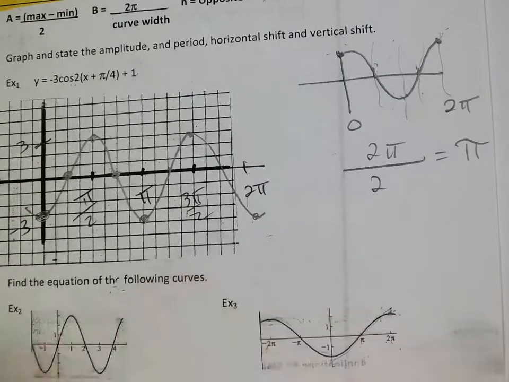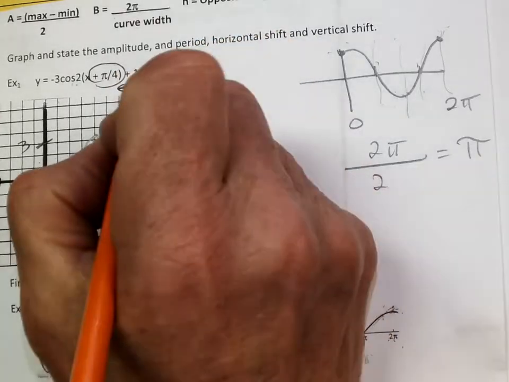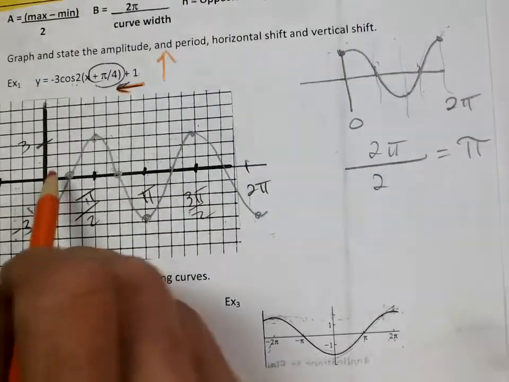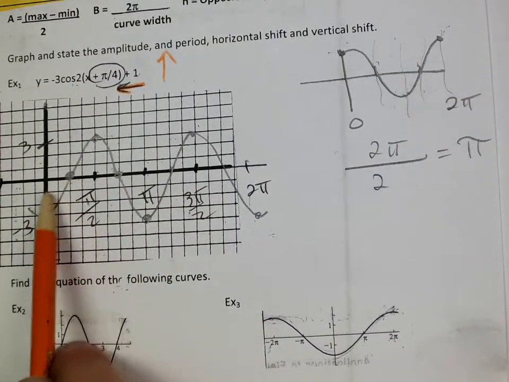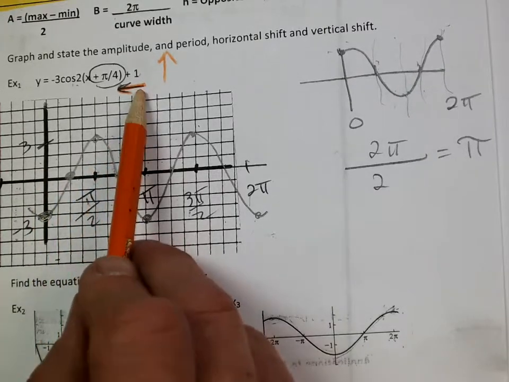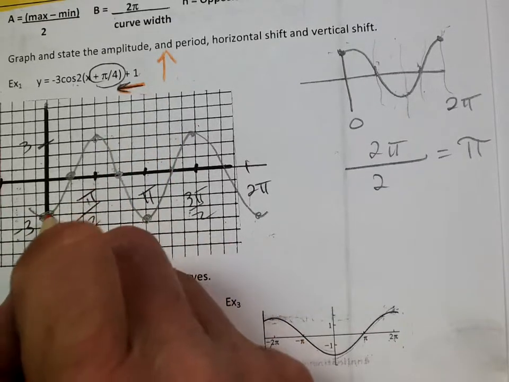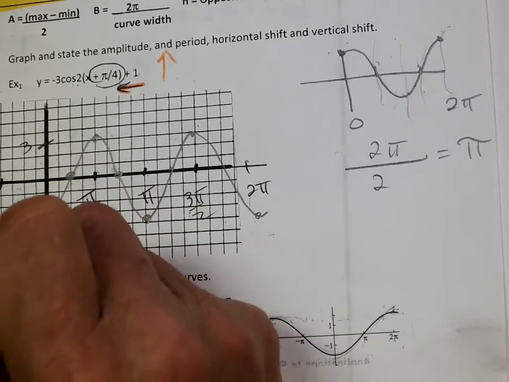So I have to move it pi fourths back, right? So I'm going to go pi fourths back because it's positive, and I'm going to go up 1. So pi fourths is 2 squares, because if that's pi halves, that's got to be pi fourths, right? So I'm going to move it back 2 squares and up 1. So every important point, the maxes, the mins, and the x-intercepts, are going to go back 2 squares and up 1.